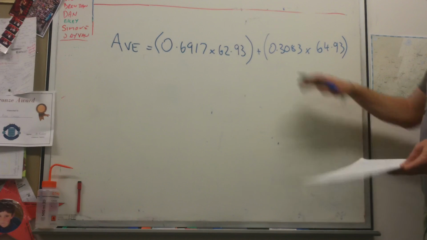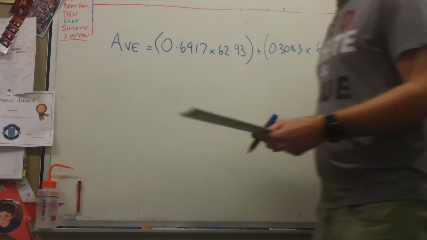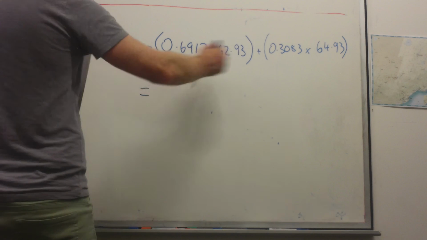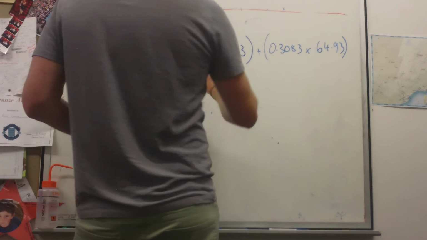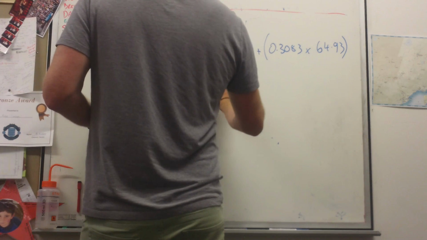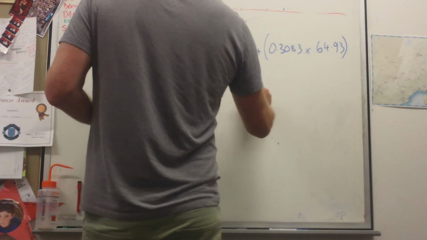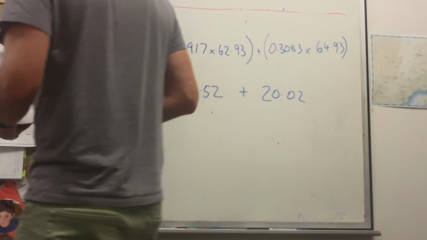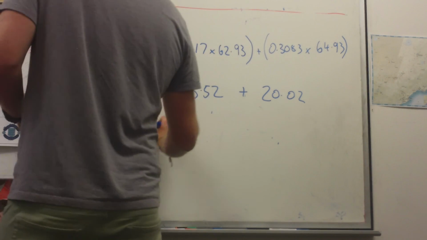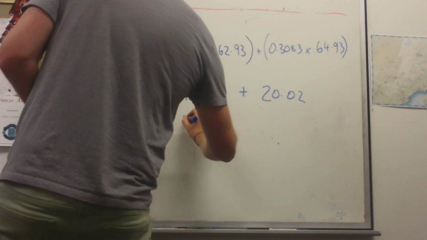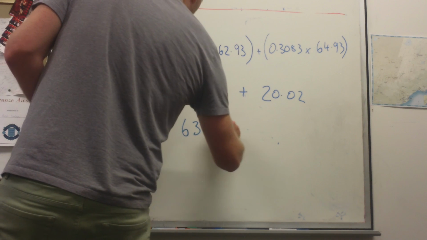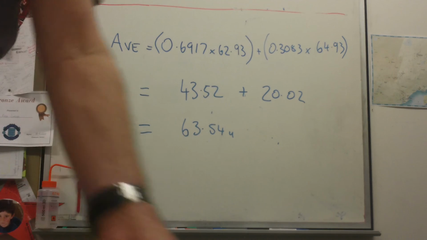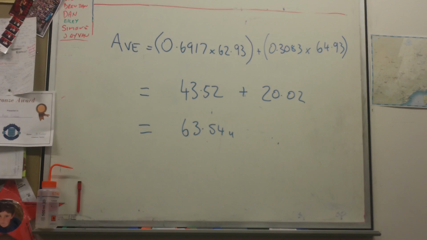So we'll get the contribution from both. There is more of this in terms of proportion, so we'd expect this number to be larger. Let's see how we go. We solve for that, we get 43.52 plus 20.02. Again, if we add those two together, we get 63.54 atomic mass units. And I encourage you to go and see how that compares to the value in your periodic table.